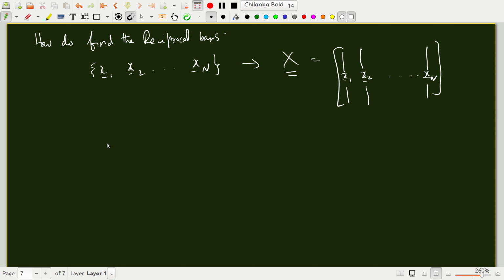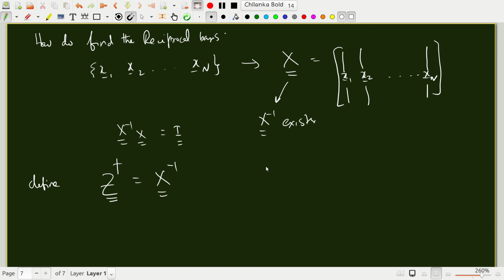Let's call this matrix big X. Because these vectors are linearly independent, X inverse exists. So you know that X inverse X is equal to I, and in component form it's delta ij. Now how do you find the reciprocal basis? Let's define another big matrix Z dagger as X inverse. Or what is the matrix Z? It's X inverse whole dagger.